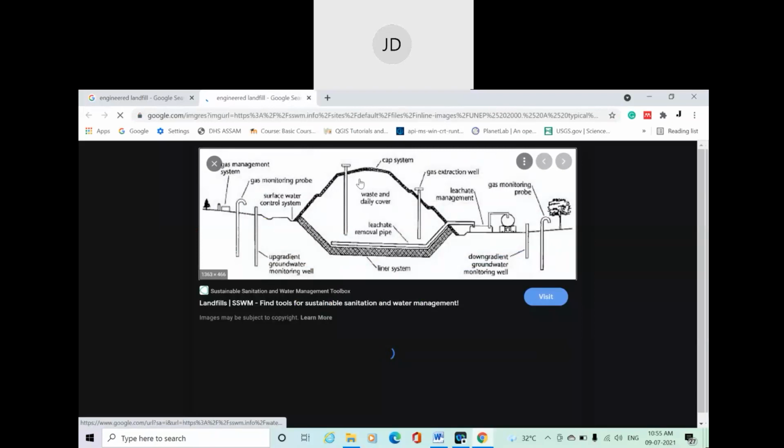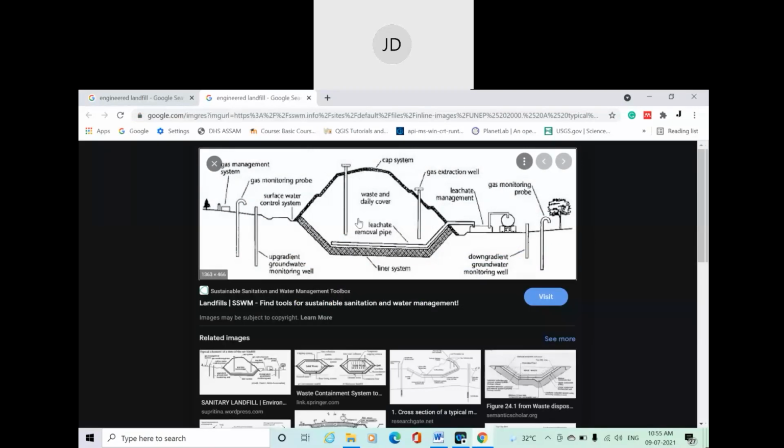Now here you can see a very typical line diagram of a landfill. From this pipe, gas is extracted; this is a gas extraction well, and this one is also a gas extraction well. These are vertical pipes. The horizontal pipe is basically for leachate collection. Here is the leachate treatment, which is done above the ground.